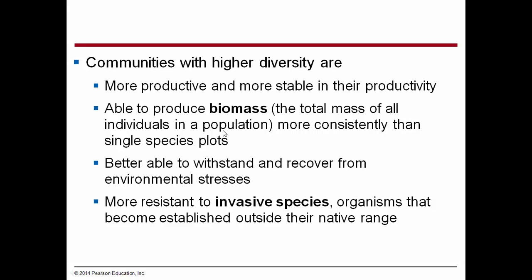Okay, communities with higher biological diversity are more productive and more stable in their productivity. You can think of tropical rainforests as very productive. They produce a lot of wood. They have a lot of animal life, and they're fairly stable in their productivity as compared to the tundra, which is very low diversity, and it doesn't withstand disturbances well. But there, in the tundra region, there aren't many disturbances besides extreme cold anyway.